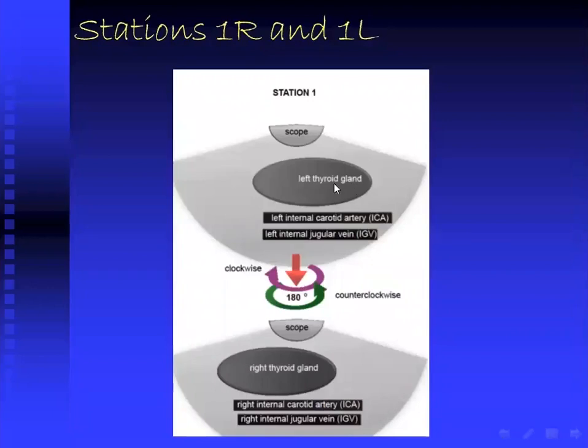Here my landmark is the thyroid gland. I can see the left thyroid gland, and behind it are the left internal carotid artery and left internal jugular vein. Any lymph node here and there is station 1 left. I can rotate clockwise or anti-clockwise 180 degrees, half a circle, to find the right thyroid gland and the right internal carotid and right internal jugular, and here the station is 1 right. So I saw all the stations.